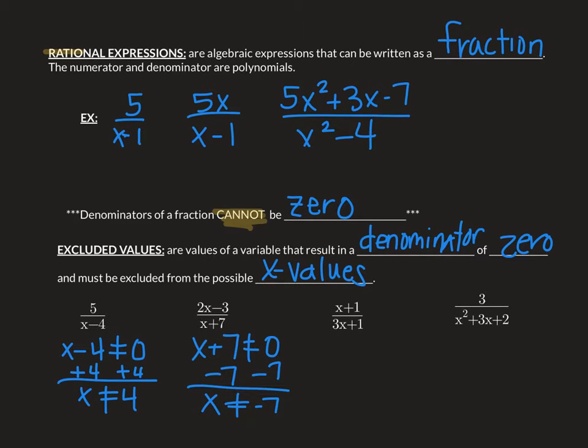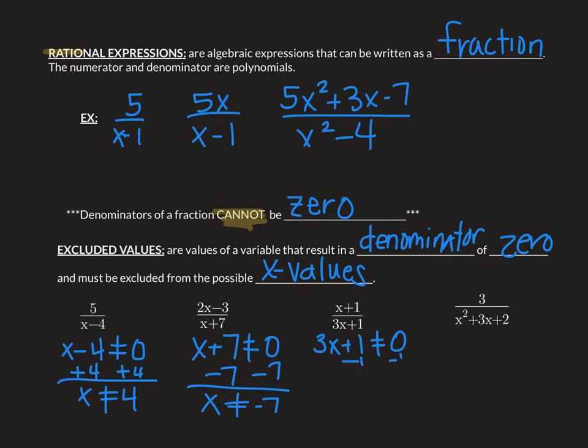Okay, well, let's make it a little more fun. Let's say my rational expression is x plus 1 over 3x plus 1. If I want to find the excluded values, I'm going to go through and set the denominator not equal to 0. So 3x plus 1 cannot be 0.